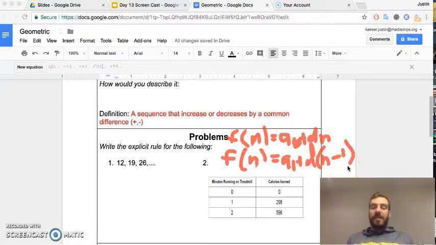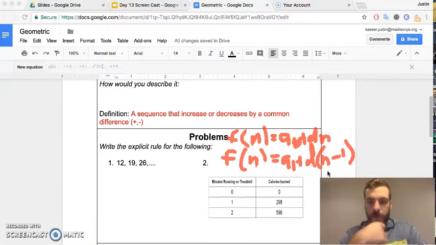As I mentioned last class, pick whichever one works for you. If you like a sub 0 plus dn, just use that every time. If you like a sub 1 plus d times n minus 1, use that. It's really up to you which formula you want to use. So go ahead, pause the video, take 2 to 3 minutes. If you need more, use that time. But try to write the explicit rule. Try your best.